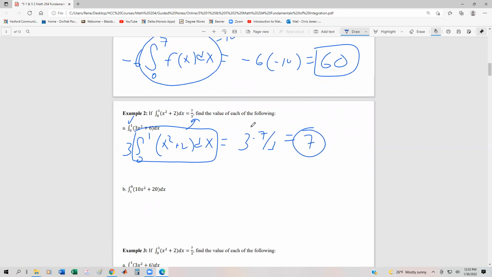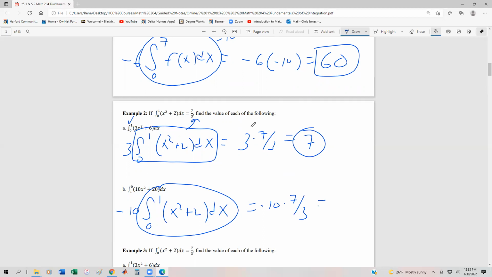Nice and easy. Similarly, we have from 0 to 1, but we have a factor of 10, and the bounds are flipped. So let's make this a negative and factor out a 10, and we're going to flip the bounds around: negative 10 times the integral from 0 to 1 of x squared plus 2 dx. And we know what the value of this is. This is a value of 7/3. So we get negative 10 times 7/3, or negative 70/3 is going to be the value of our integral.